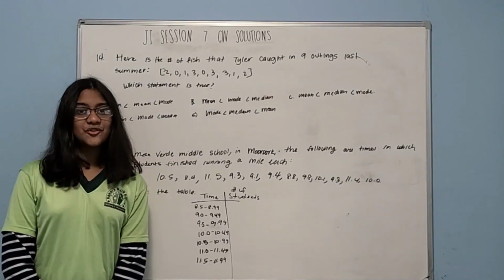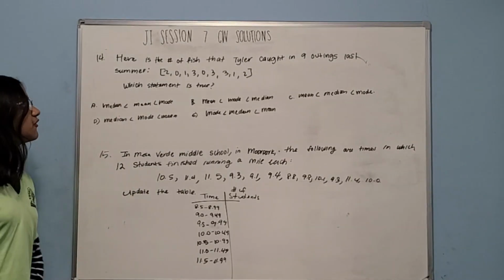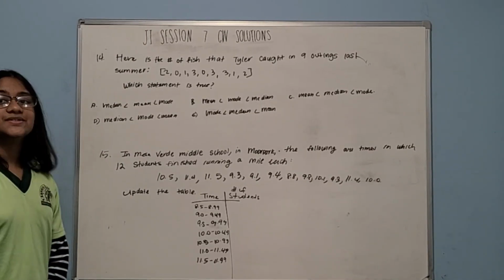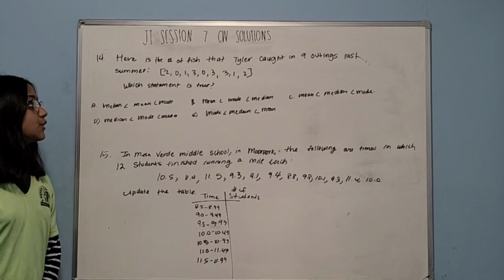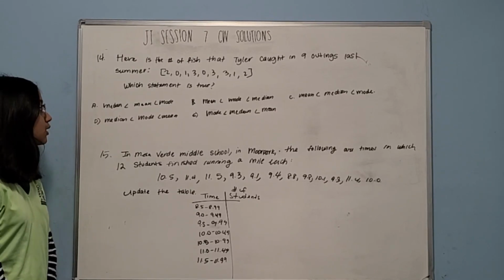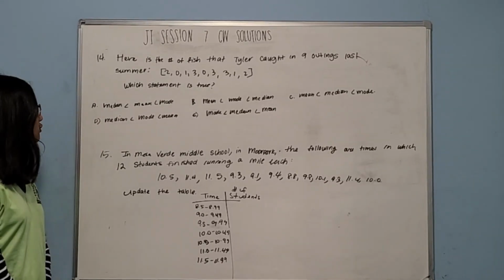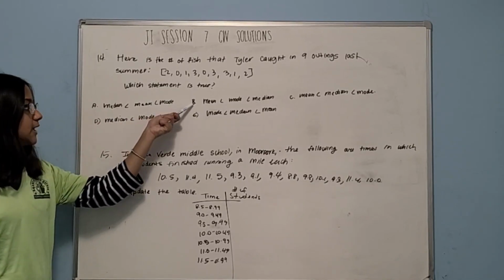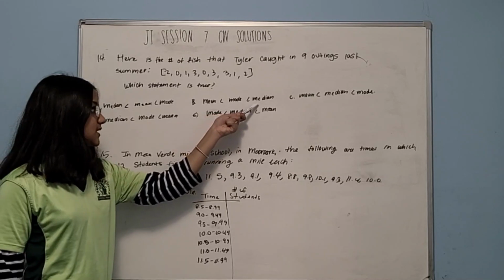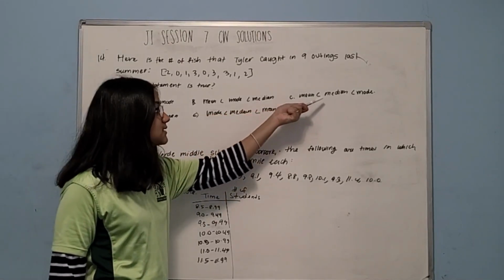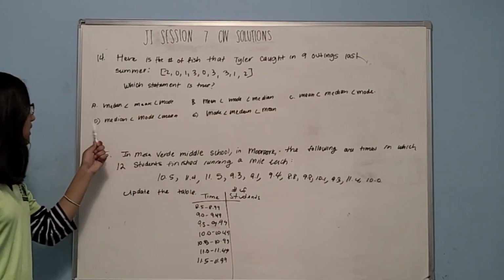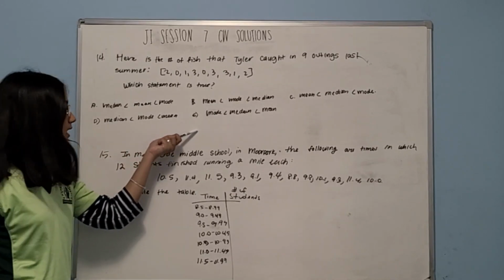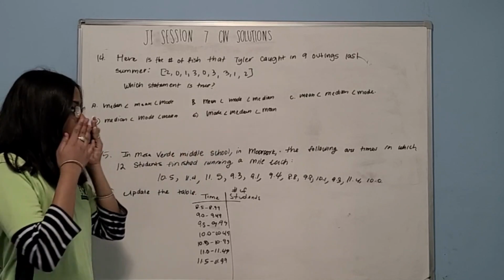Now moving on to problem number 14. Here's the number of fish that Tyler caught in 9 outings last summer. 2, 0, 1, 3, 0, 3, 3, 1, 2. Which of the following statements are true? A. Median is less than mean, which is less than mode. B. Mean is less than mode, which is less than median. C. Mean is less than median, which is less than mode. D. Median is less than mode, which is less than mean. Or E. Mode is less than median, which is less than mean.